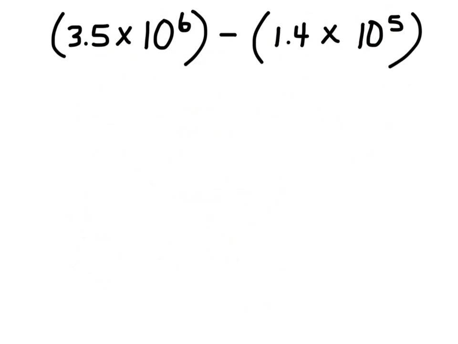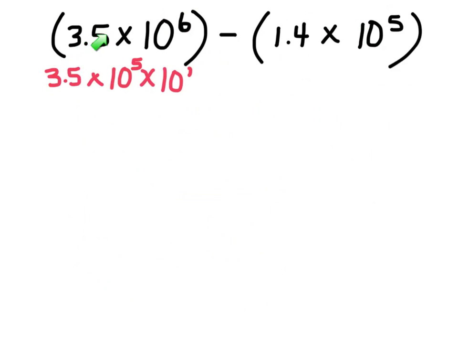Now I'm going to show you how that works. I'm going to keep my 3.5 here times 10. Okay, I want it to have a 10 to the 5th. But I can't just change the 10 to the 6th to a 10 to the 5th. But what if I wrote it like this? Times 10 to the 1st as well. Now, let's just think about this. Did I change this at all?